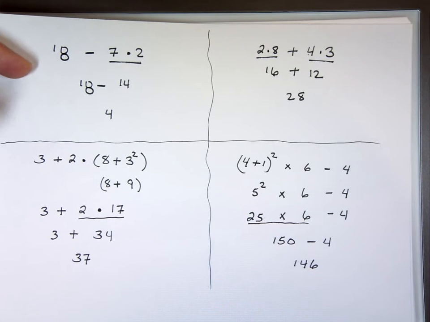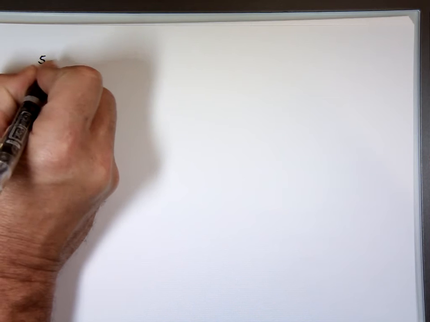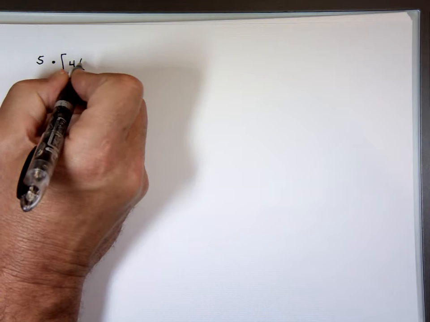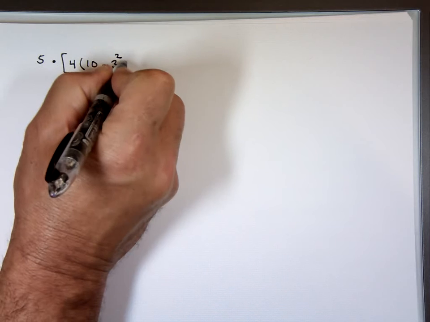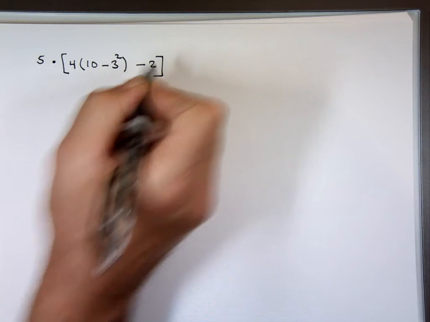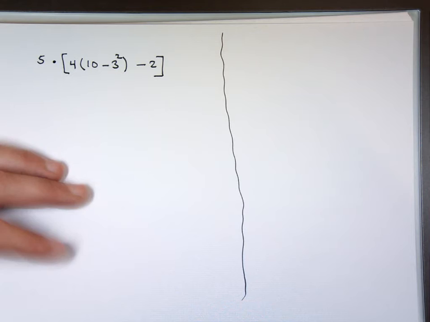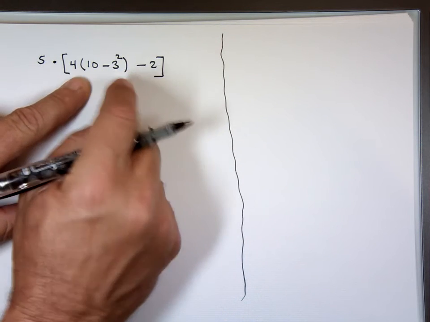Let's take a look at that. Let's say I have this problem. 5 times square brackets, 4 times parentheses, 10 minus 3 squared, close parentheses, minus the 2, close the square bracket. Remember, work from the inside out. You have two sets of parentheses. We're just using brackets and parentheses. This is one and that's one.